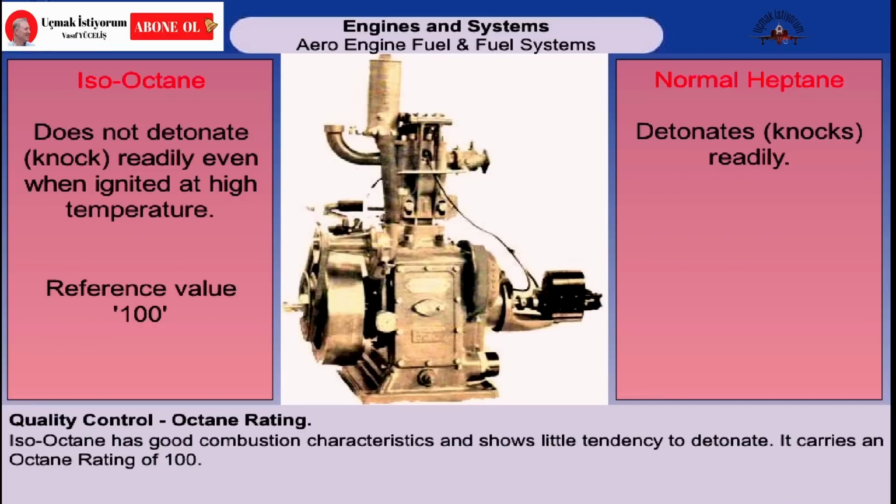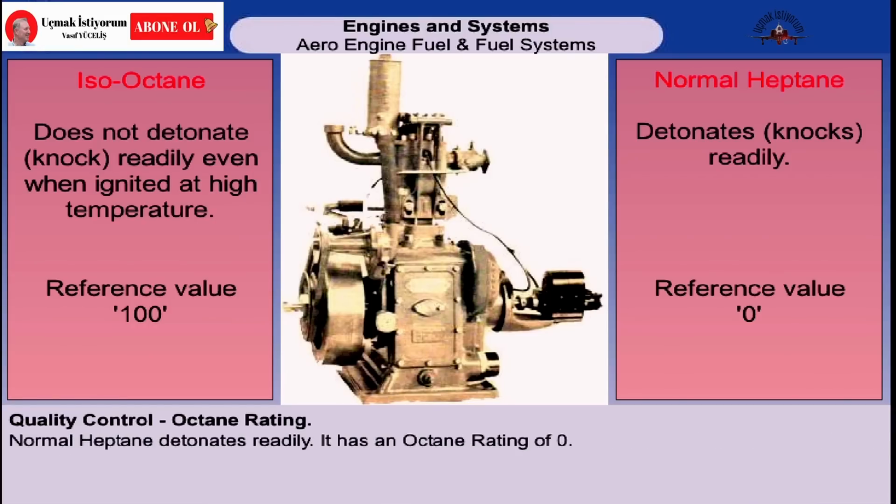Iso-octane has very good combustion characteristics and shows little tendency to detonate when mixed with air and ignited at high temperatures. It's given a rating of 100. Normal heptane, on the other hand, detonates very readily and has a rating of 0.